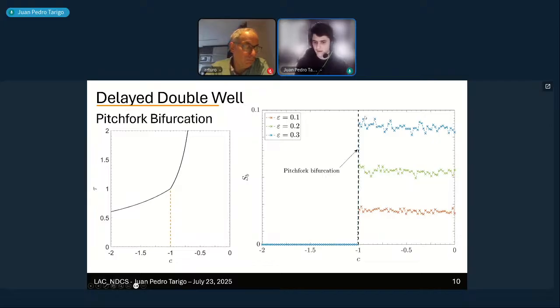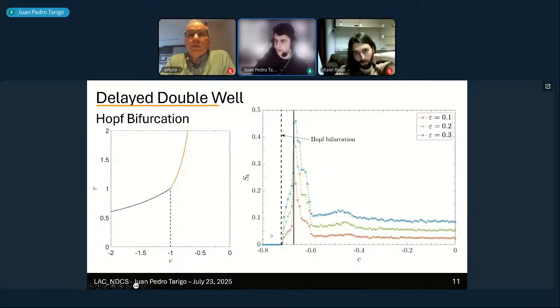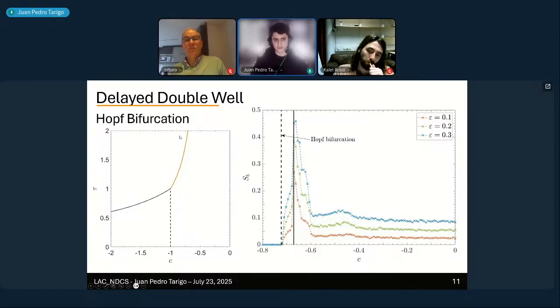This was shown in a paper by Wagemakers, and also in delayed systems. Bayesian entropy is not a great tool to identify pitchfork bifurcations because there's no transformation in phase space in this type of bifurcation. But when we approach the Hopf bifurcation, it's another story, right? Bayesian entropy to the left of the Hopf bifurcation is 0 because we only have oscillations. And near the Hopf bifurcation, there's no multistability. There's only one limit cycle that is stable.